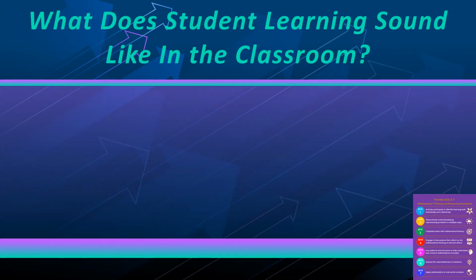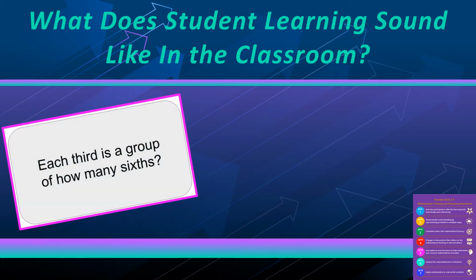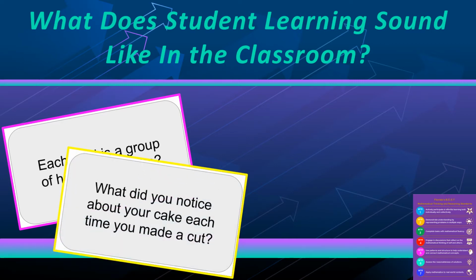So what does student learning sound like in the classroom? You may hear, each third is a group of how many sixths? We're wanting to see that they can break down 1/3 into sixths and see that 1/3 is equal to 2/6 using a model. What did you notice about your cake each time you made a cut? We want kids to see that the pieces are getting smaller as the denominator or number of pieces increases, so that they're looking at that pattern.